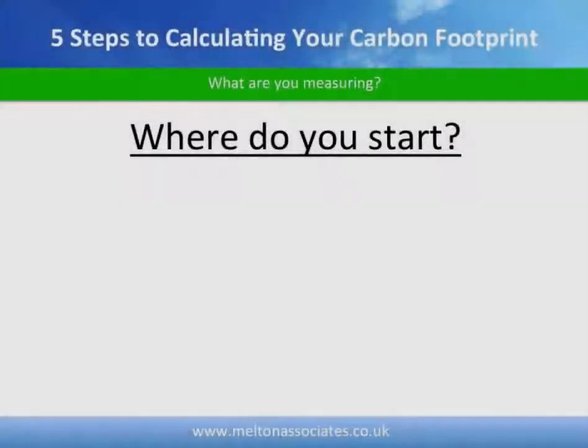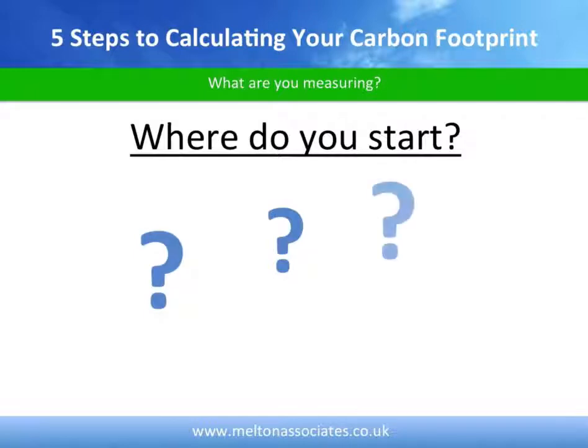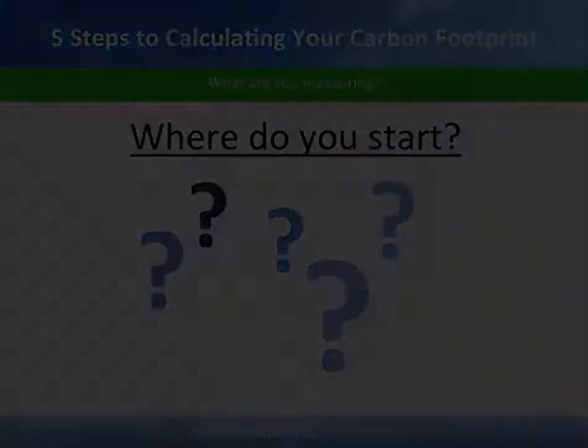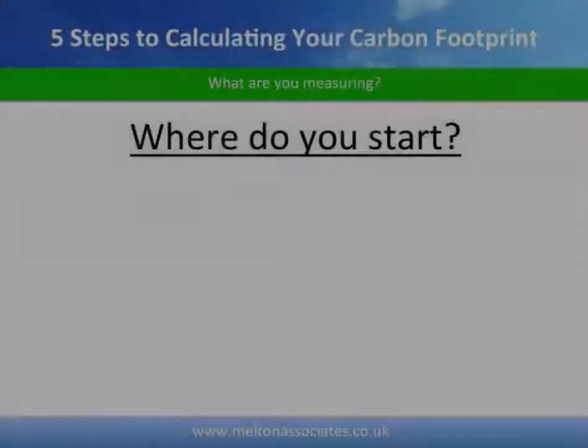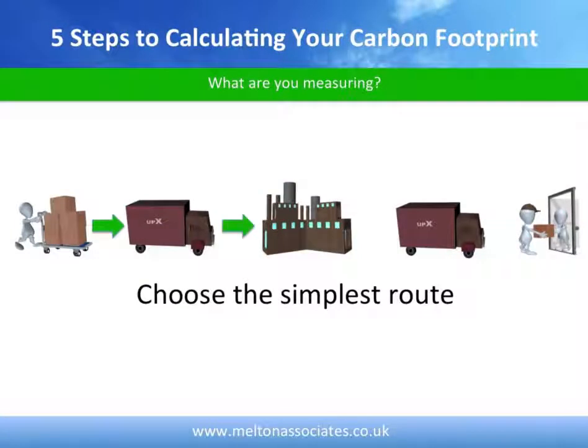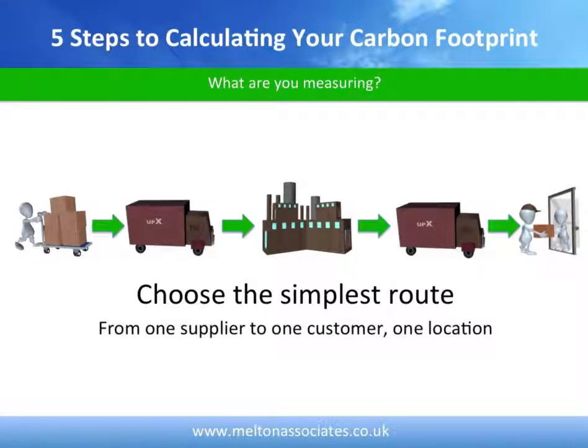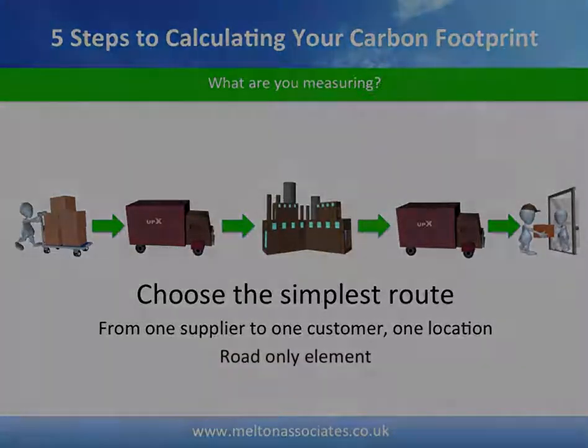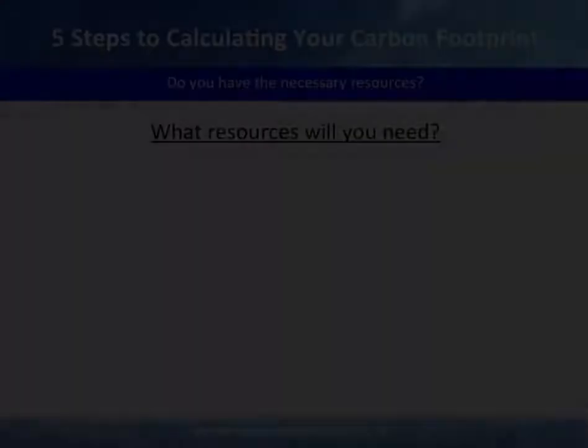We all know supply chains are complicated and can raise all sorts of questions. Do you use different suppliers, in different countries, with different modes of transport? Do you share some transport services with other businesses? And what about the reverse logistics? The answer is to start with the simplest route, such as from material supplier to your factory, and then to one of your customers' plants. Note that we're dealing here with the road element of the end-to-end logistics chain.